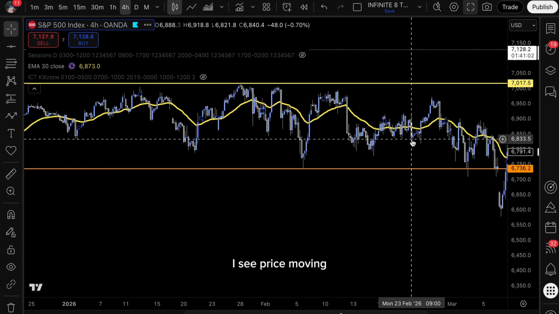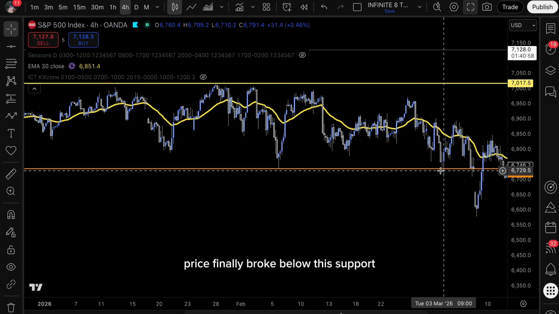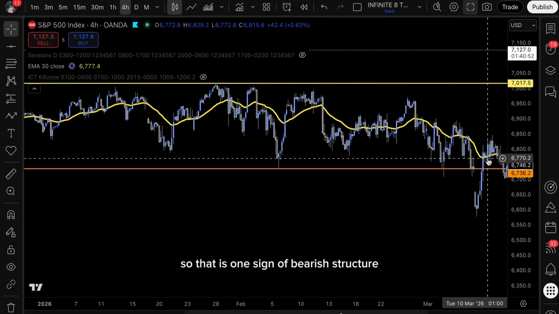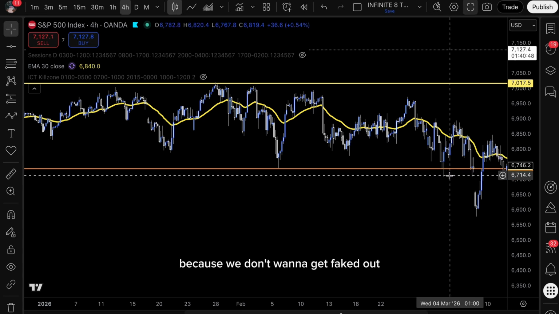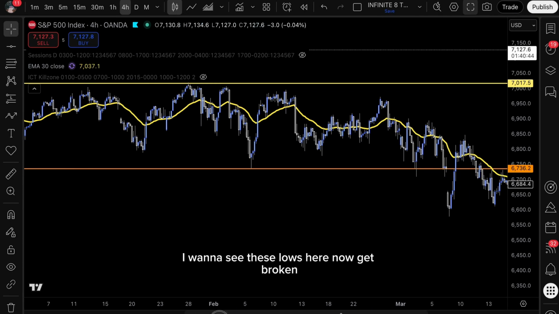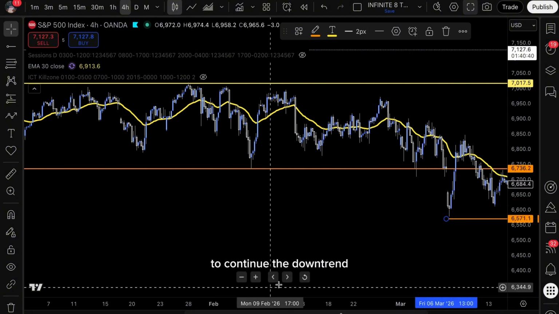So I see price moving. Price finally broke below this support and it came back in a retest. So that is one sign of bearish structure. Now we don't want to get in yet because we don't want to get faked out. So we're going to continue to move. I want to see these lows here now get broken to continue the downtrend.